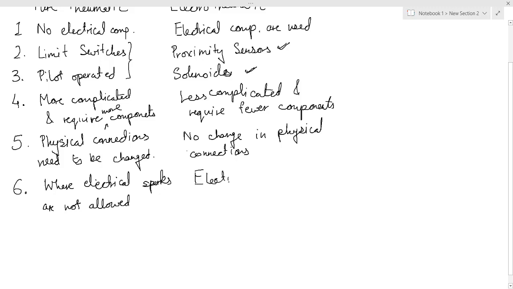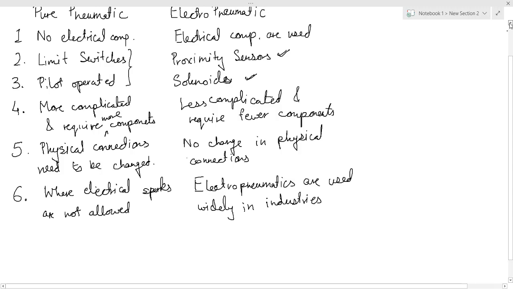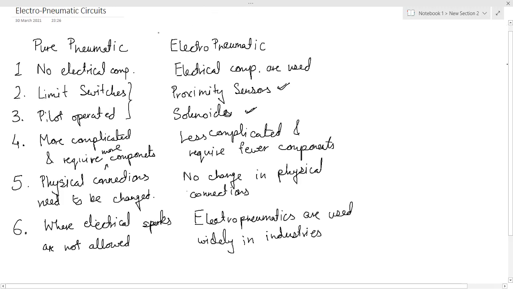Why? Because electro-pneumatic circuits are cheaper, they require fewer components, they are less complicated, and whenever you want to change the motion of the pistons, it is very easy. Just by changing the circuit, you can change the motion of the pistons. So electro-pneumatics are used widely in industries. These are the main differences between electro-pneumatic and pure pneumatic circuits, right? This might be asked in the exam: write a difference between pure pneumatic and electro-pneumatic circuits. So you can write these points.